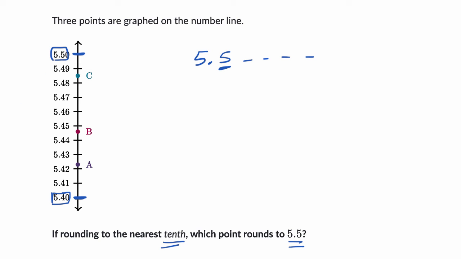Well, let's just use the same reasoning we just used. Point C, where does that round to? Well, it's much closer to 5.5 than 5.4. You can just see that by looking at it. So C is going to round to 5.5.